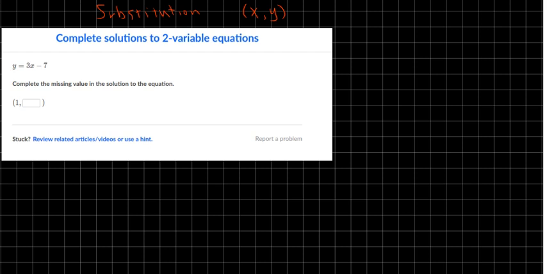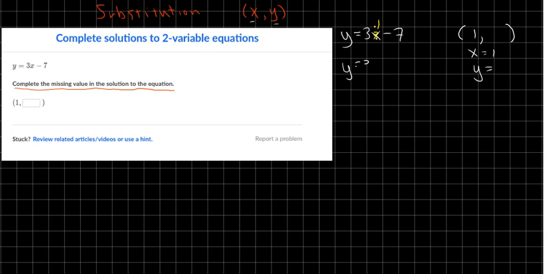So, we're asked to complete the missing value in the solution to the equation. So what's our equation? Our equation is y equals 3x minus 7. And we have an ordered pair. The ordered pair is 1 and something. So this is x and y. So I know x equals 1. I want to know what does y equal. So we're going to substitute every place that we see x. We are going to write 1. Okay? So let's go ahead and solve this problem.